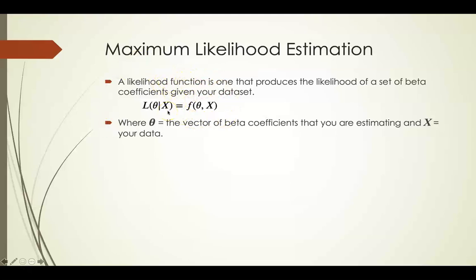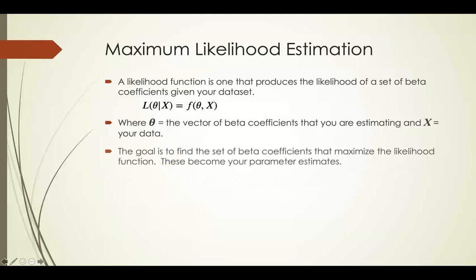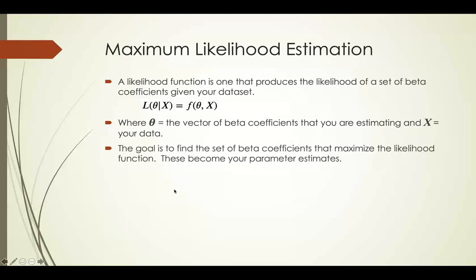The x is your data, that is what it is, and theta, this vector of beta coefficients, is an estimate of the beta coefficients. You can guess what you think the beta coefficients are, plug them in there, and you'll get some likelihood. Then you can guess another set of beta coefficients, plug them in, and you'll get another likelihood. The one that has the highest likelihood will be the best set of beta coefficients, and you can keep doing that. The goal is to find the set of beta coefficients that maximizes the likelihood function. These then become your parameter estimates.